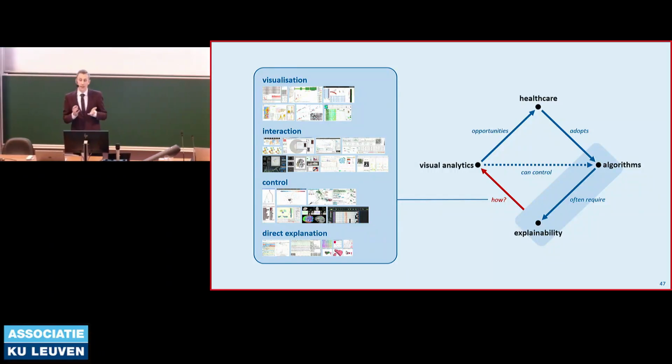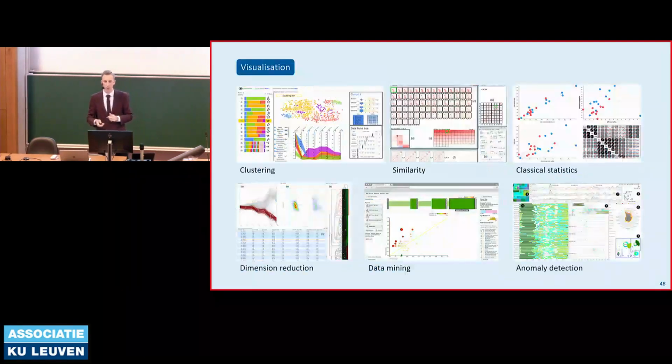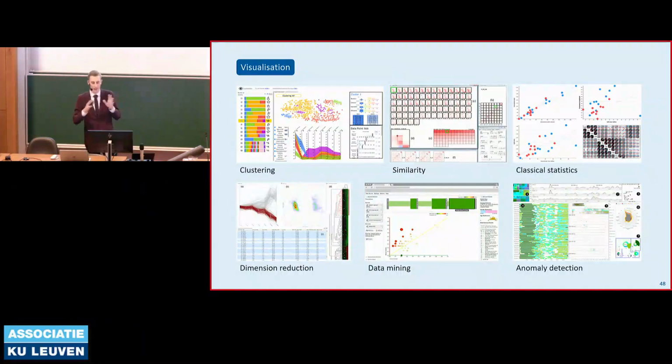It turns out that in healthcare, there are 4 general approaches to explain AI models in general with visualizations. Visualization, interaction, control, direct explanation. Let's just have a quick look. I'm going to bombard you with examples and visuals. You don't have to understand all of them. I will just explain what it means. Visualization means we are going to visualize the outcomes of the model.